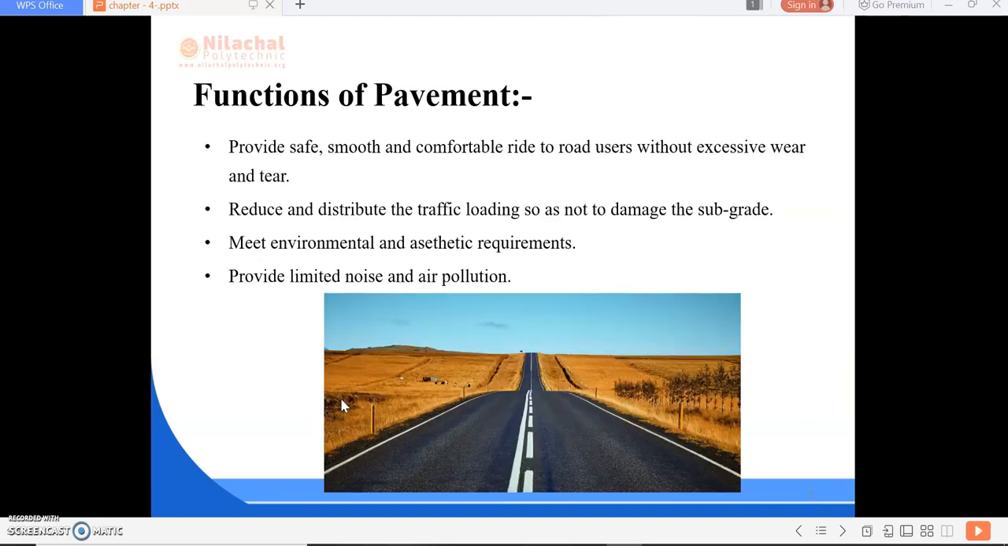Okay. Next is functions of pavement. So there are various functions of pavement. First one is to provide a safe, smooth and comfortable ride to road users without excessive wear and tear. It reduces and distributes the traffic loading so as not to damage the subgrade, meets environmental and aesthetic requirements, and also it provides limited noise and air pollution. So these are the various functions of pavement.